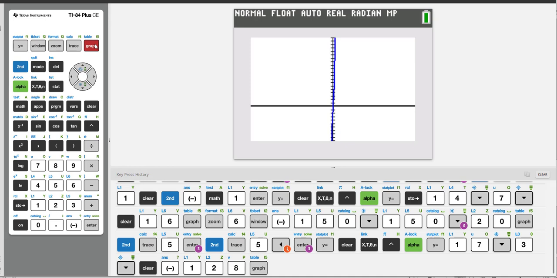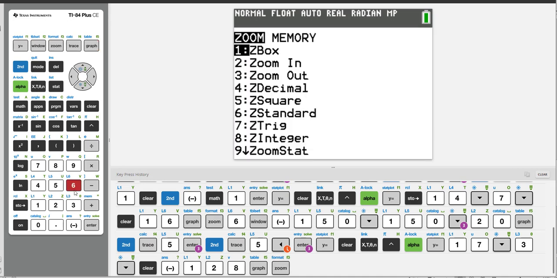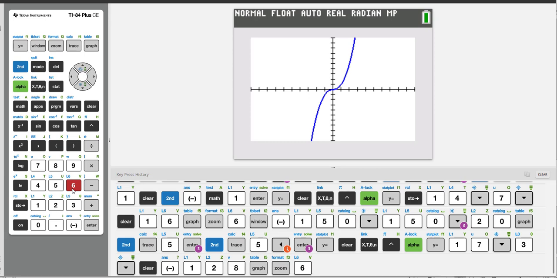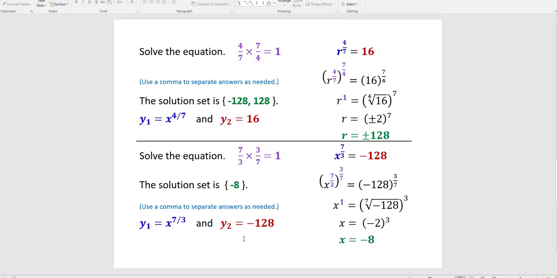Notice 2 things. First, the window is still set for the last problem, and second, there are no intersection points shown. To restore the original window, press zoom 6. This fixes the window, but there still is not an intersection point to be seen, and the second graph is missing again. Since the right-hand side of the equation is negative 128, we need a y-min less than negative 128. So let's use negative 150.